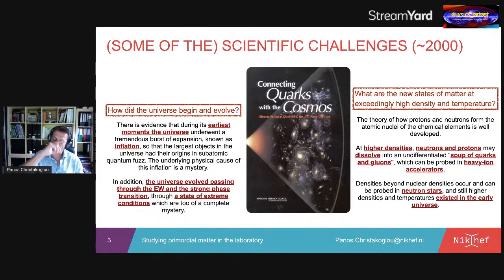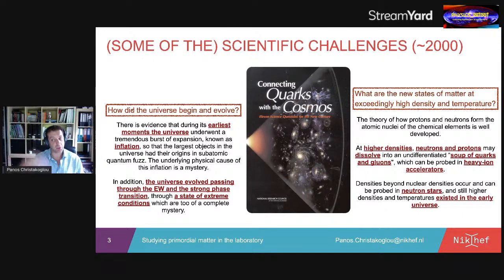The other question that is quite relevant to our field of research is what are the new states of matter at exceedingly high density and temperature? We know very well the theory of protons and neutrons, how these composite particles are formed by their constituents, the quarks and the gluons. So we know this theory very well, which is quantum chromodynamics. I'll come back to this a bit later. However, at high densities, these composite particles, the neutrons and the protons, could dissolve into an undifferentiated soup of quarks and gluons, which can be probed in heavy ion accelerators.